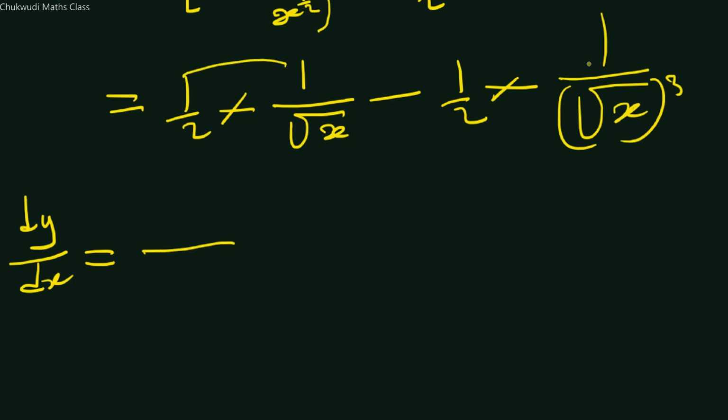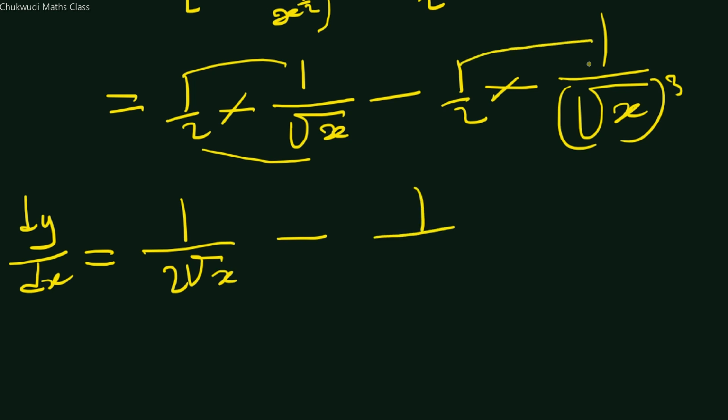Our dy/dx is equal to, we can now multiply the numerator: 1 times 1 will give us 1. Multiplying the denominator, 2 times root x will give you 2 root x. Minus, multiply the numerator, you have 1 there. We have 2. Multiply this one, we have 2 times square root of x raised to the power 3. And this gives you the final answer to the equation.